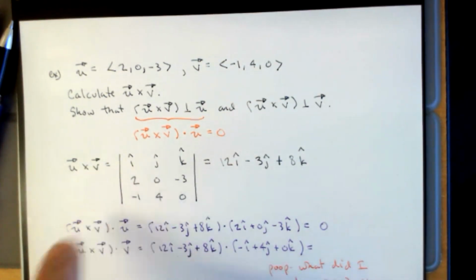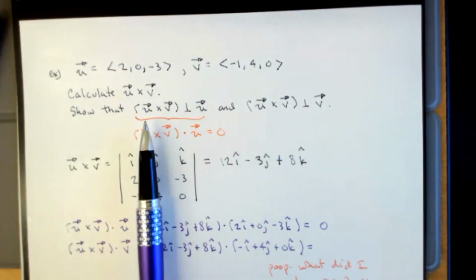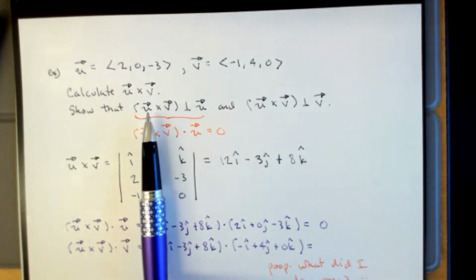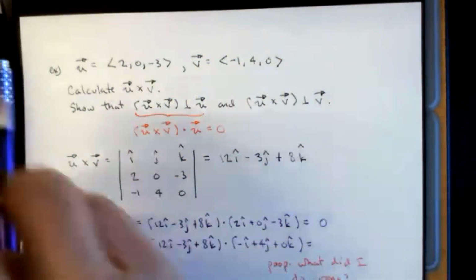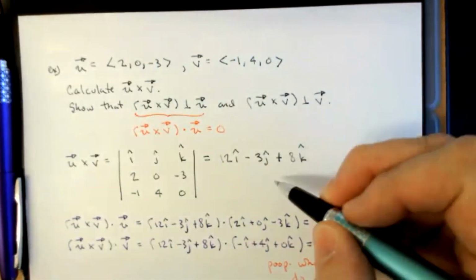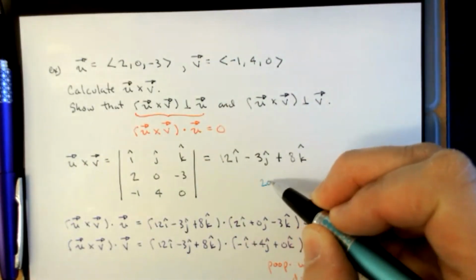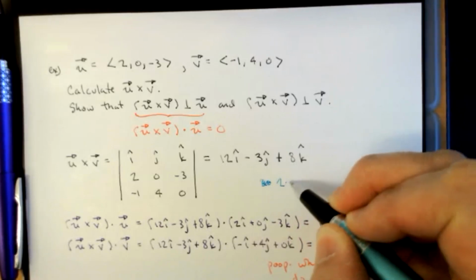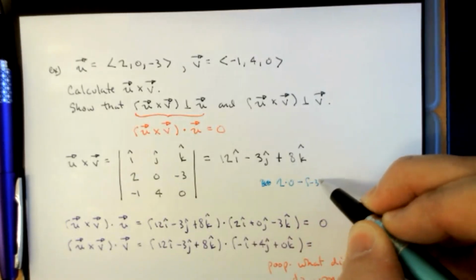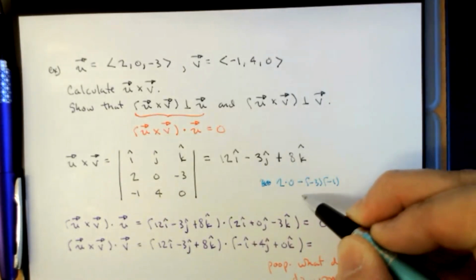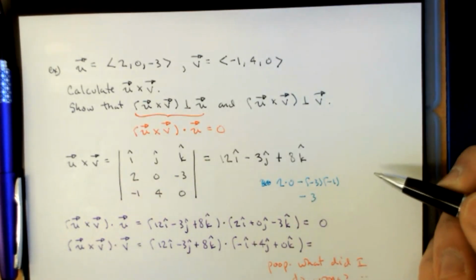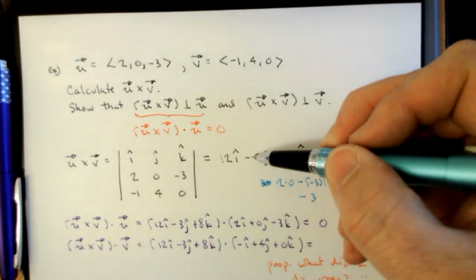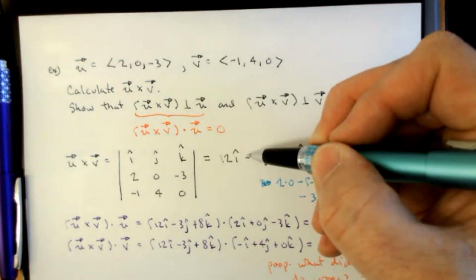So the j is going to have 2 times 0 minus a negative 3 times negative 1. So it's going to be 2 times 0, minus a negative 3 times negative 1. So it's minus a 3. So this should be a plus because it's minus and minus.